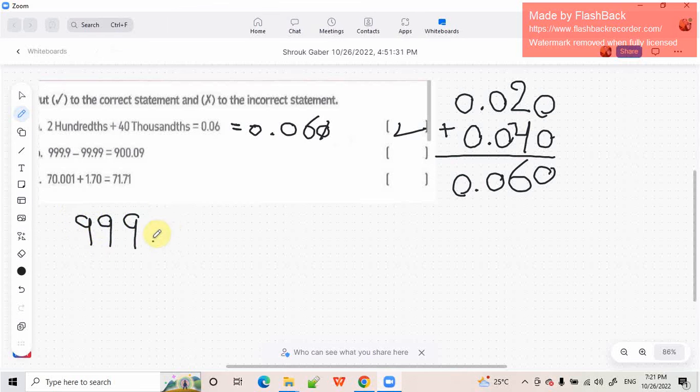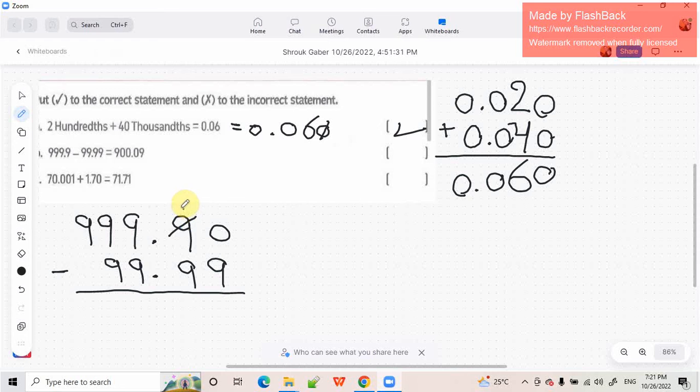The next one: 999 and 910 minus 99. Put each digit in its place value. How can I solve it? You must make a balance, so I will put 0 here. Now 0 minus 8 doesn't work. I will take 1 from the 9. 9 will be 8, and 0 will be 10. Now 10 minus 9 equals 1. 8 minus 9 doesn't work. I will take 1 from a 9. 9 will be 8 and the 8 will be 18. Now 18 minus 9 equals 9.